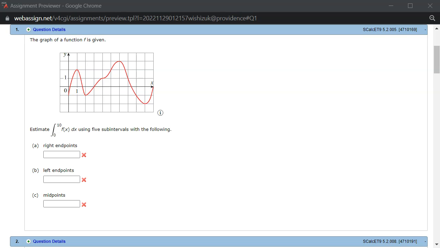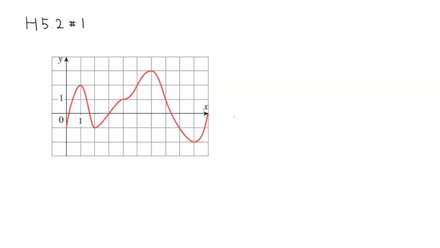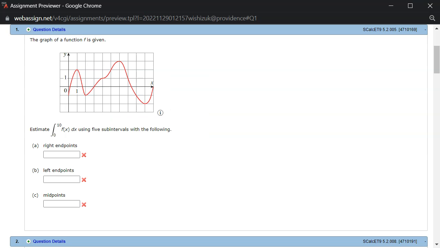All right, let's look at homework 5.2, problem number 1. We want to estimate the integral from 0 to 10 of f(x) with respect to x. Let's do the right endpoint. We're going to use 5 subintervals.